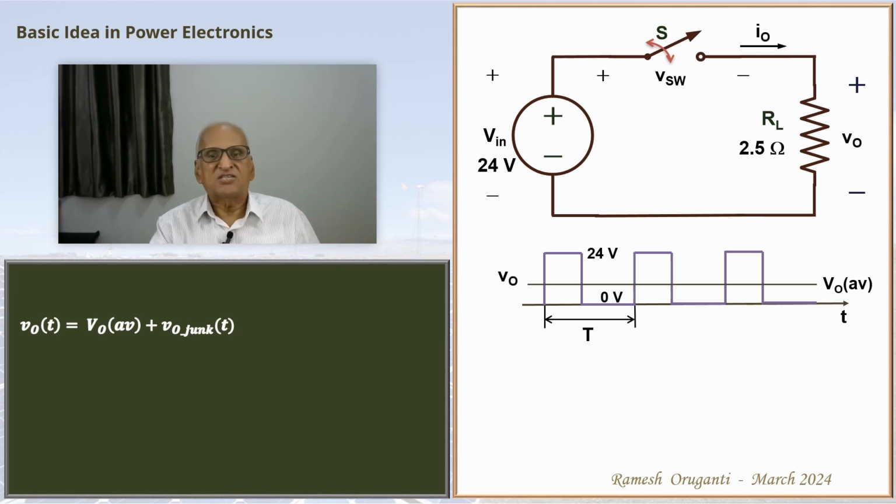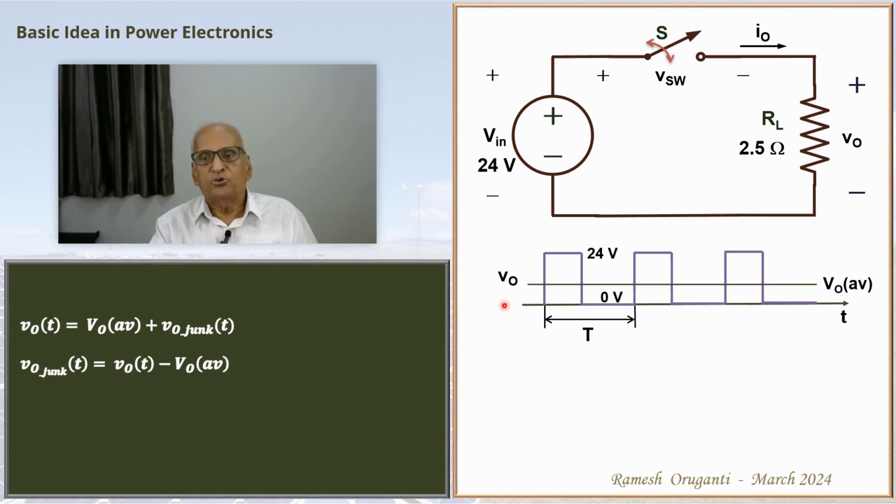It is actually the AC output voltage waveform. It's a function of time. That's why I have written it as VO of time, T. It's varying with time. Now, if you want to find out what is the part to be removed, then we can subtract VO average from the output voltage waveform.